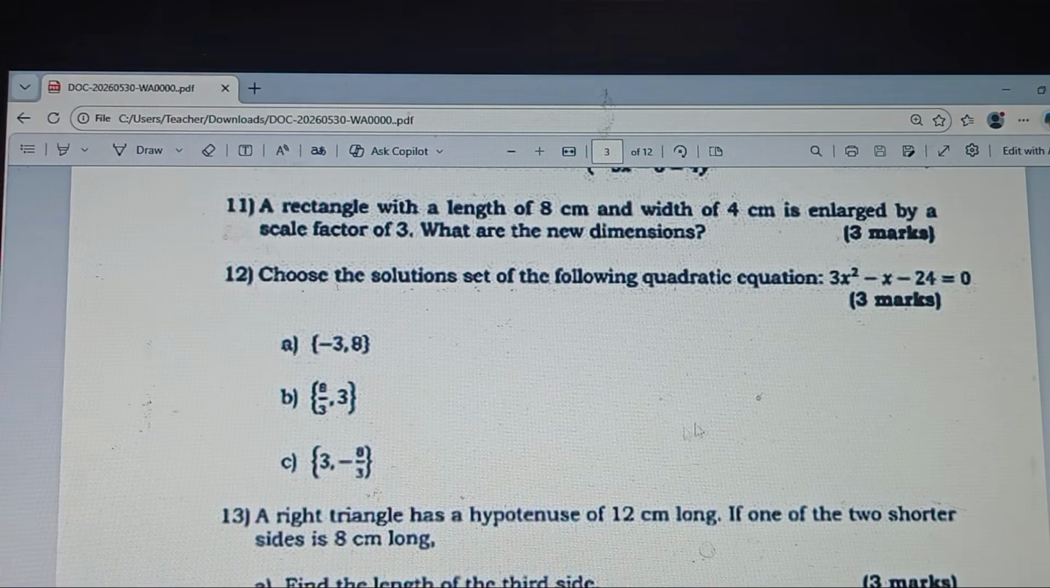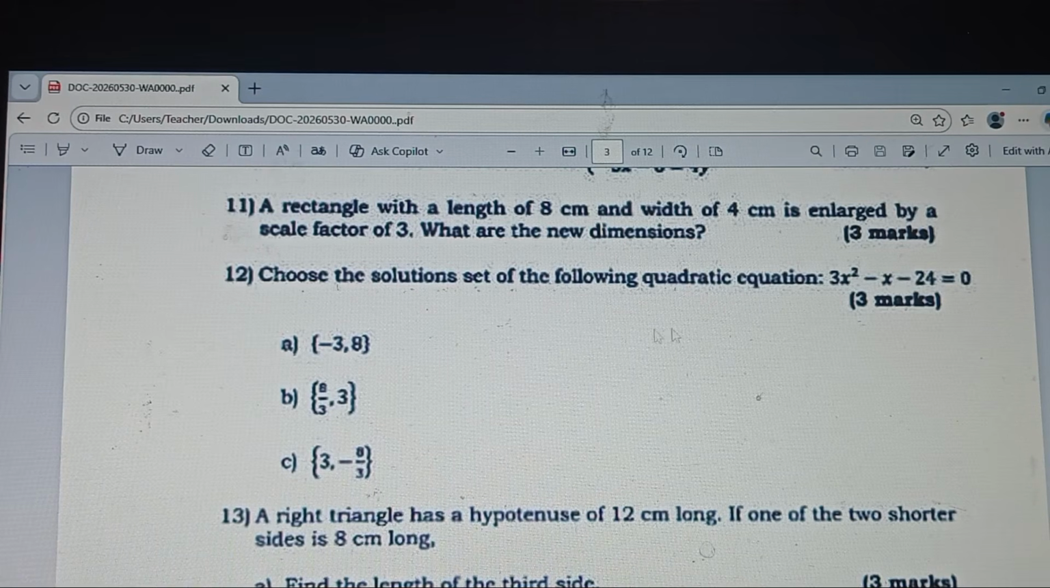Question number 12. Choose the solution set of the following quadratic equation. For here, it is not necessary to solve the quadratic. You can check the solutions which are provided. When you replace the value in the equation, you get 0. When you take minus 3 and substitute it for x, you get 0, and when you take 8 and substitute it for x, you get 0. It means that the correct answer is A. If not, when you take 8 over 3 and replace it in the equation, you get 0.